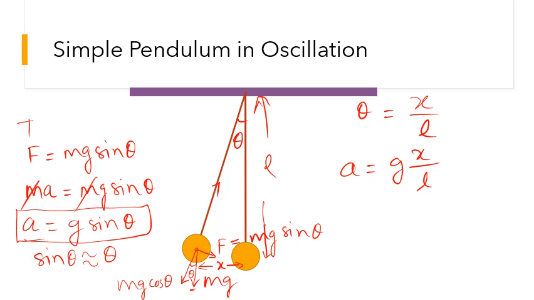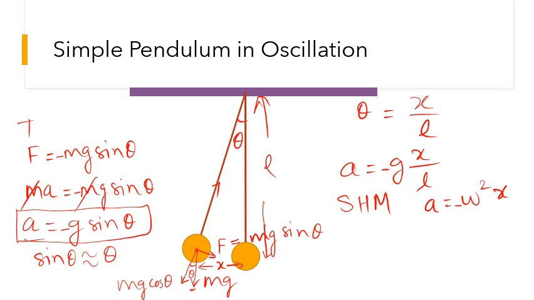Now we know a is equal here. First of all, we can compare it with simple harmonic motion, which is a is equal to omega square x, and since this acceleration is opposite to the displacement, we can put a minus sign. The same thing we can do here also, because the restoring force is always towards the mean position. So we can put a minus sign here.